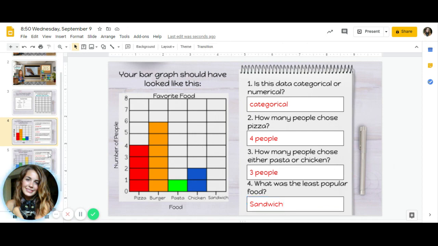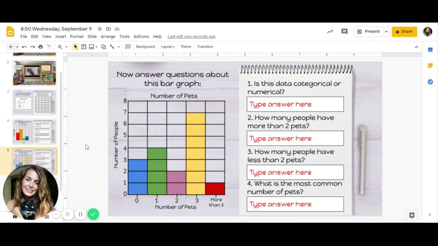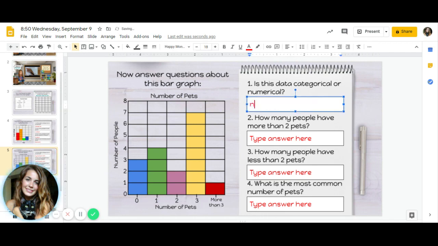On the next slide, you had a different bar graph. This one is about number of pets, and it starts off with the same question. Is this data categorical or numerical? So this time I look at the categories along the bottom, and I see that they are numbers, which makes this numerical data.